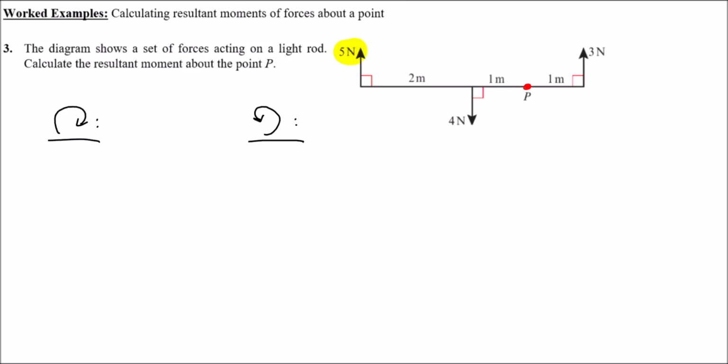So, clockwise we have the 5 Newton force. The moment, because of its force, is the magnitude of it, 5, multiplied by the distance of this force from P. This perpendicular distance is 2 plus 1, which is 3. 5 times 3 gives a 15 Newton meter moment.